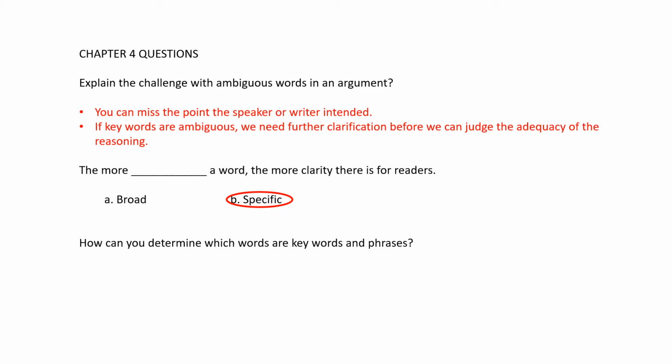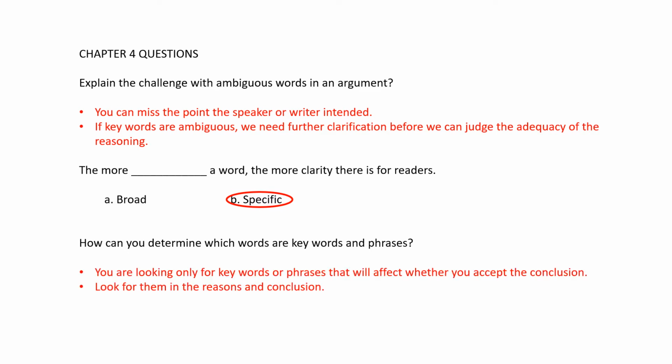Another question I had for chapter 4 is, how can you determine which words are keywords in a phrase? So in this question here, I want you to focus on keywords in a phrase, because an author can have ambiguous words like everywhere, but then how do you decide which words are important to clarify and which words are not important to clarify? And that's really what this question is trying to get at. And the correct answer is, you are looking only for keywords or phrases that are going to affect whether you accept the conclusion or not.